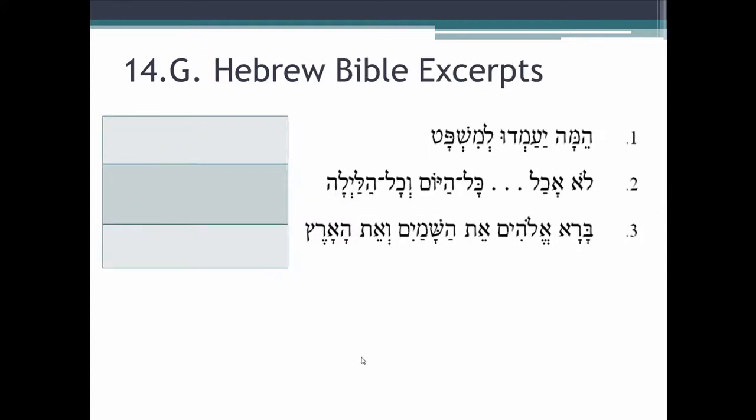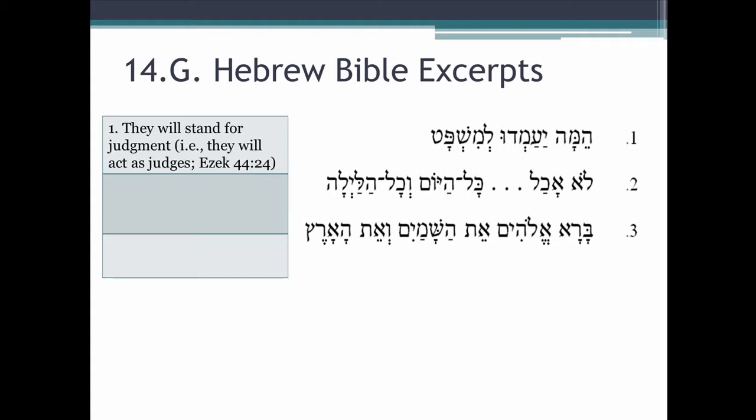14G, we have Hebrew Bible excerpts. We have hema, ya'amadu, lemishpat. So what do we have? Hema is, of course, a pronoun. It's going to be third masculine plural pronoun, so they. And then we have a verb form. Is it prefixed? Yes, right here. Our lemma is amad. We have a yod prefix plus the u vowel, third masculine plural, so they. Again, we have a bit of an emphatic construction here that you can choose to bring out or not, but they will stand. And then we have le mishpat, for judgment.